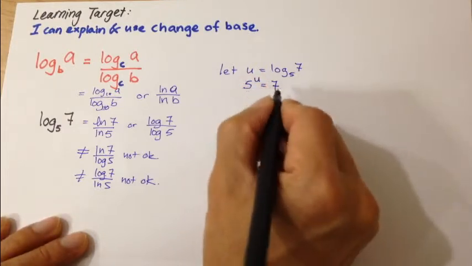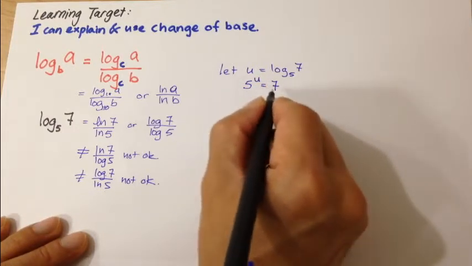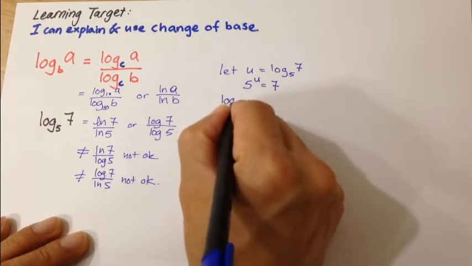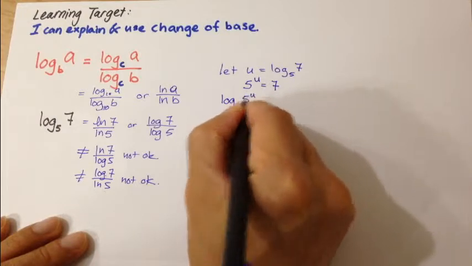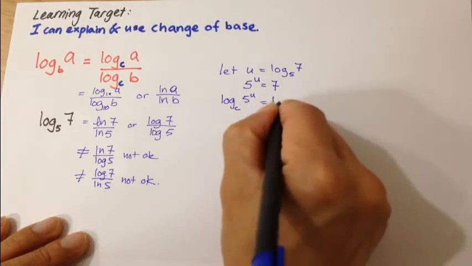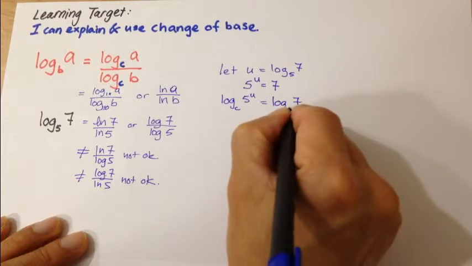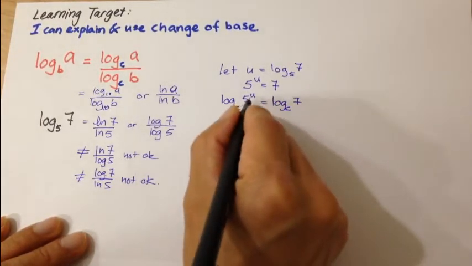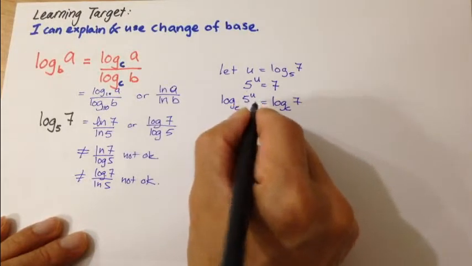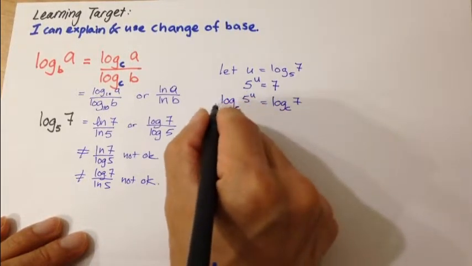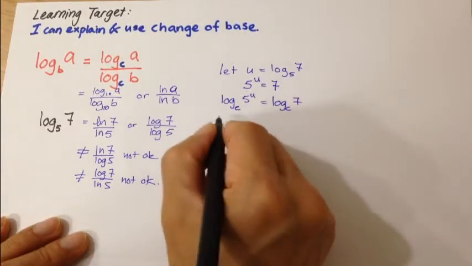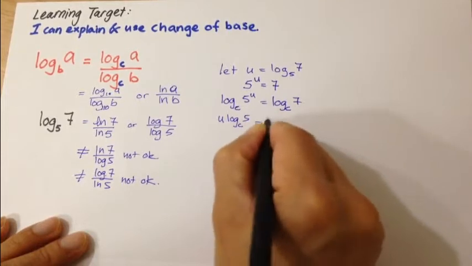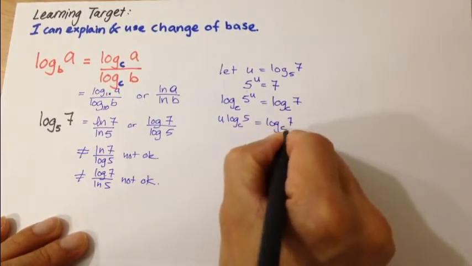Now I'm going to take the log of both sides. You can choose any base that you want. For example, I want it to be base c. So logarithm of 5 to the power of u base c is equal to logarithm 7 base c. Once I've done that, because here u is on the index, or the Humpty Dumpty, then Humpty Dumpty can slide to the front of the logarithm. That becomes u logarithm 5 base c equal to logarithm 7 base c.